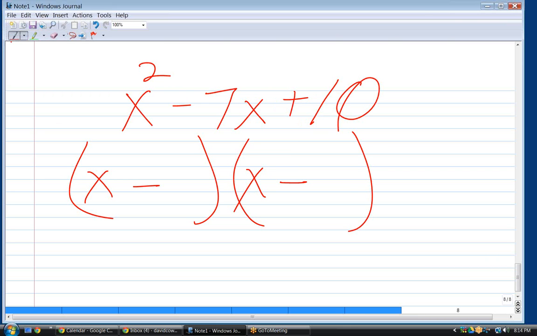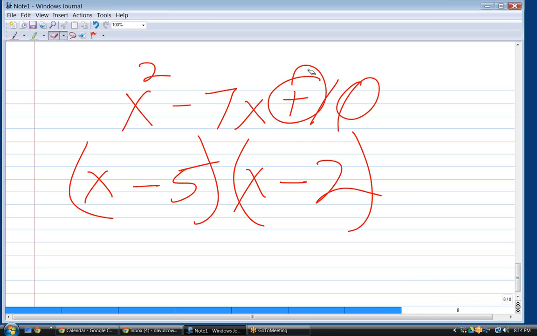Now, third step. Factors of 10 that do what? That add or subtract to -7. Well, it's not add or subtract, it's that. It's going to be add. And it's not -7, it's 7. That's all you have to do. Factors of 10 that add to 7, well, that's clearly 5 and 2, and it doesn't matter where the 5 goes or the 2 goes.